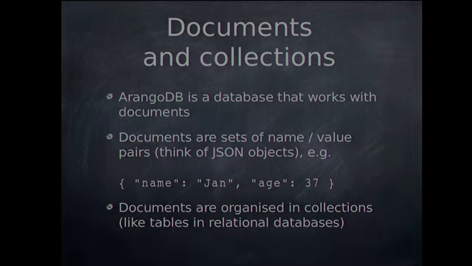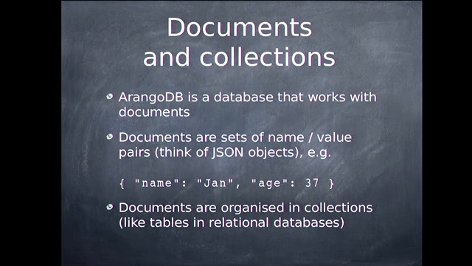And what does ArangoDB actually do? So ArangoDB is a database and it stores documents. So what actually is a document? A document is nothing else but a set of key value pairs or attribute names and value pairs. And think of a JSON object. So whenever you look at this JSON object here, you can also consider this to be a document. And this is actually what ArangoDB stores.